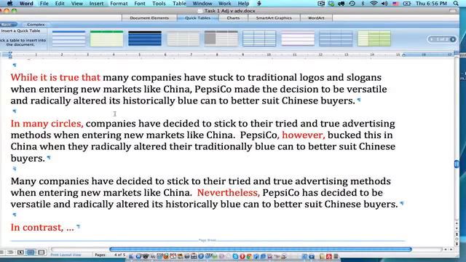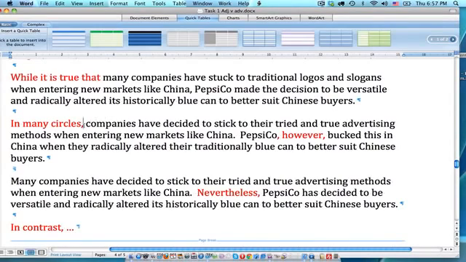while it is true that many companies have stuck to traditional logos and slogans when entering new markets like China, comma, PepsiCo made the decision to be versatile and radically altered its historically blue can to better suit Chinese buyers. So while it is true that A, and then comma, B, and so on. In many circles, comma, companies have decided to stick to their tried and true advertising methods when entering new markets like China. PepsiCo, comma, however, comma, bucked this in China when they radically altered their traditionally blue can to better suit Chinese buyers.